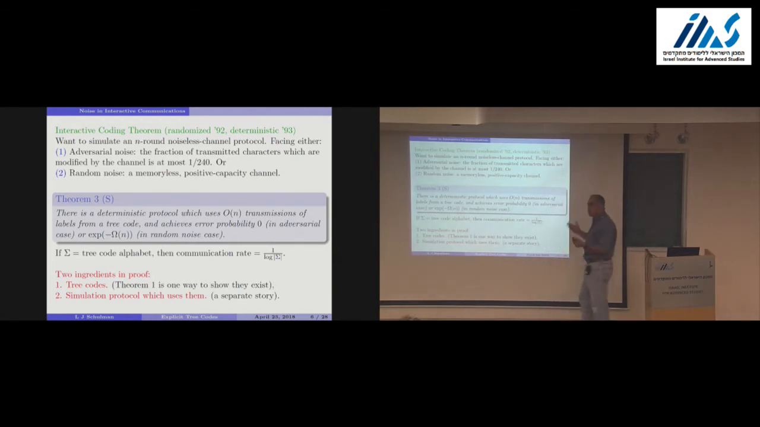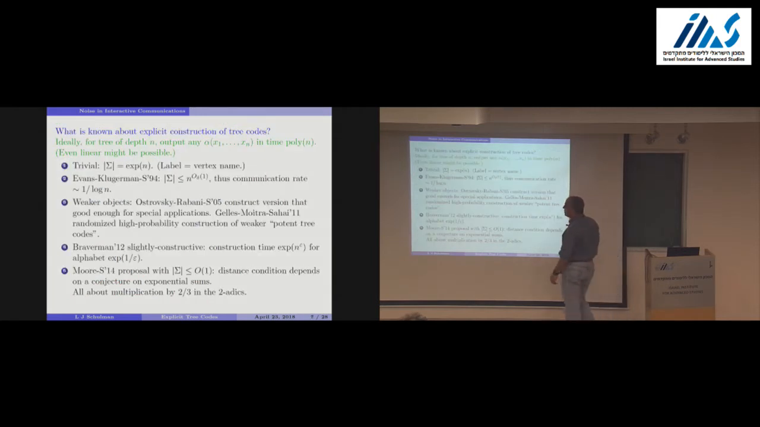This is a theorem, and there's two things you need for it. One is these tree codes that I've already defined for you, and the other is some simulation protocol. There's a whole separate story which has to do with how you use the tree codes, and there are several versions of that. Things have gotten better over the years, but it's a whole other story, or several other talks. So I'm not going to touch on that at all today. The question is, what do we know about building the underlying combinatorial object, these tree codes?